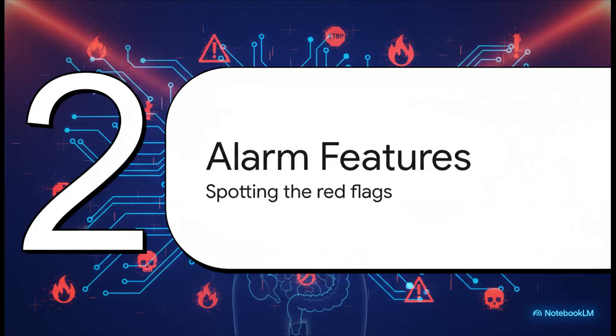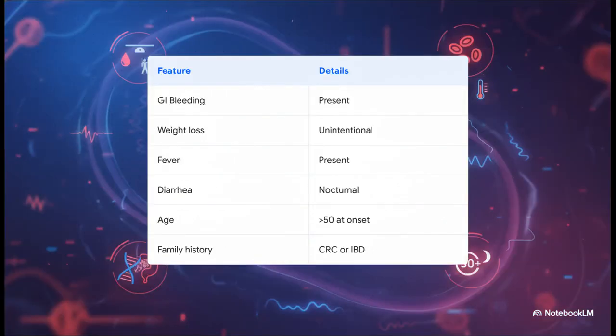Phase 2, spotting the alarm features. This is where we look for the red flags, and honestly, the stakes get significantly higher here. You absolutely must screen for these do-not-miss alarm features. We are talking about gastrointestinal bleeding, unintentional weight loss, fever, or nocturnal diarrhea that actually wakes the patient up out of a dead sleep. Also look for symptom onset at an age greater than 50, a family history of colorectal cancer or inflammatory bowel disease, anemia on their tests, or elevated inflammatory markers.